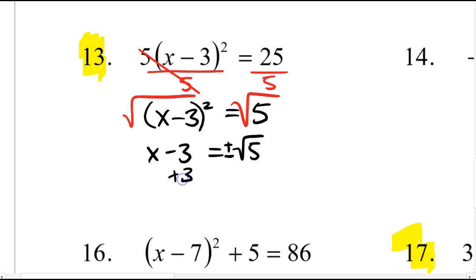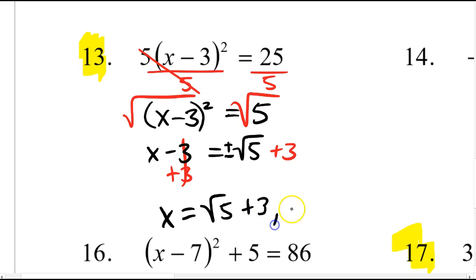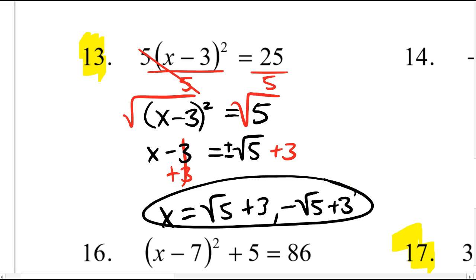Then we'll add 3 to both sides. I'm going to choose a different color here. Add 3 here and on the right side. And then we can get our answer. x is equal to positive square root of 5 plus 3. And our next answer is negative square root of 5 plus 3. Okay? One more.